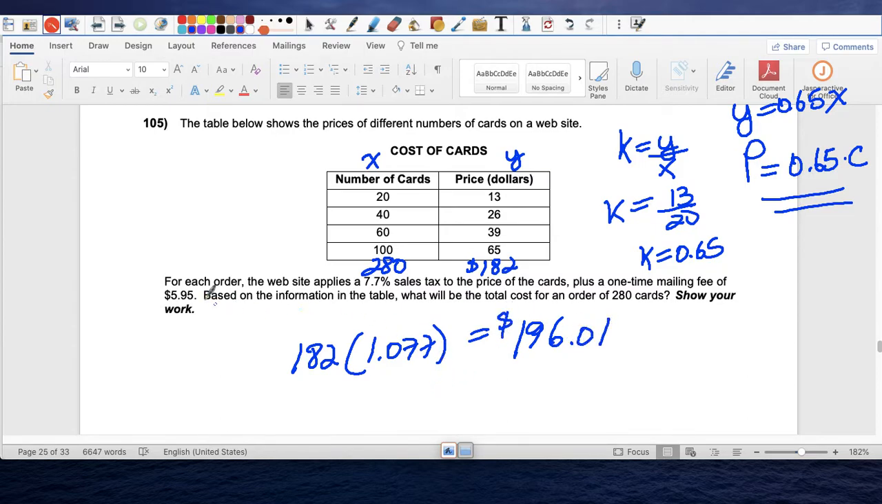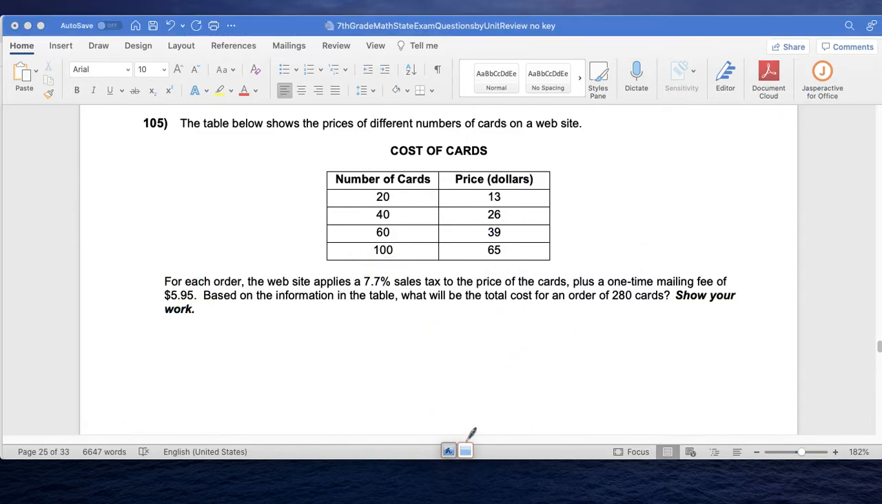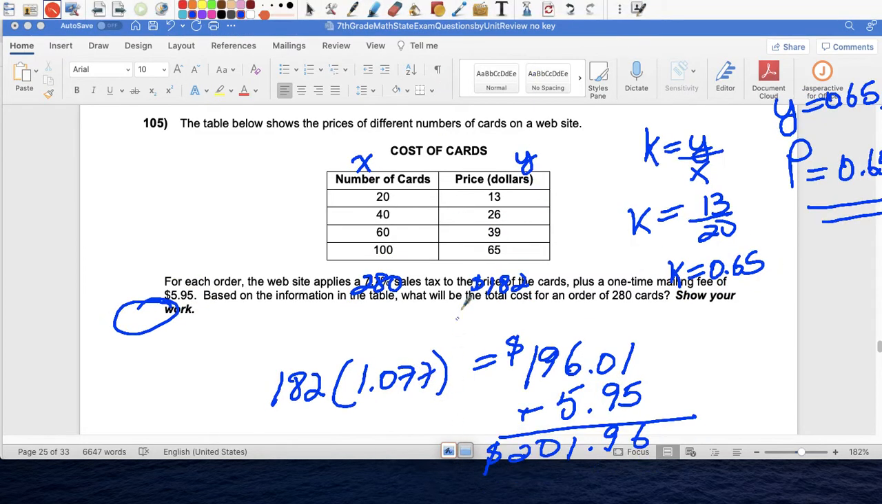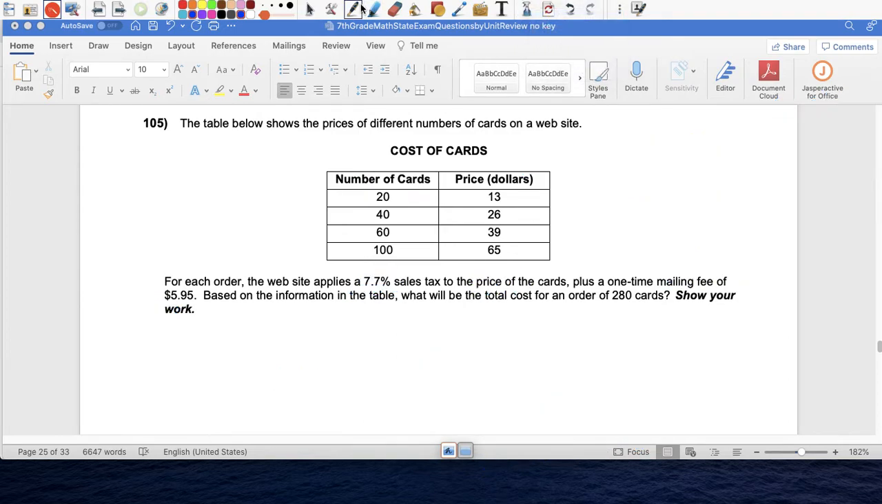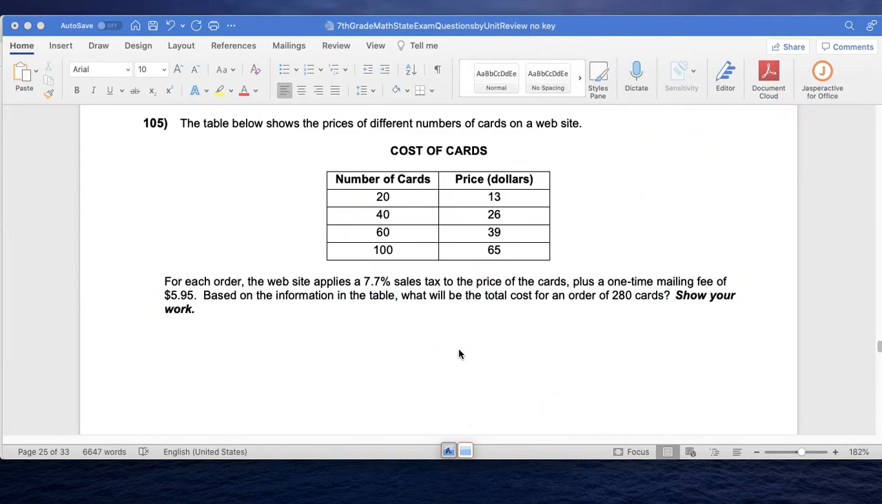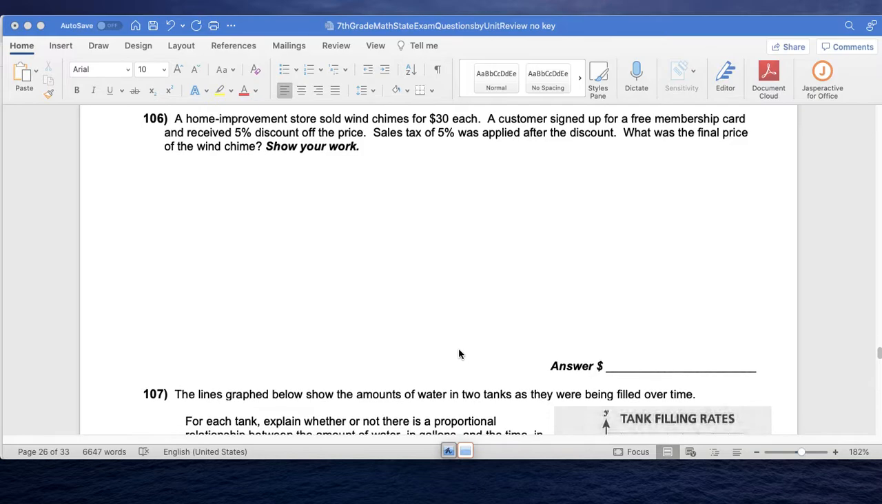Now, on top of that, I have to pay for shipping, $5.95, and now we just add. So final answer, $200.69. Jeez. Oh no, 6. Oh no.